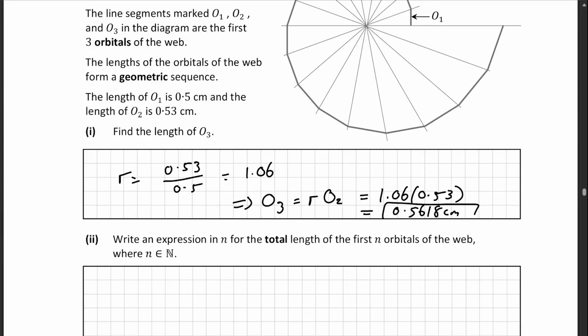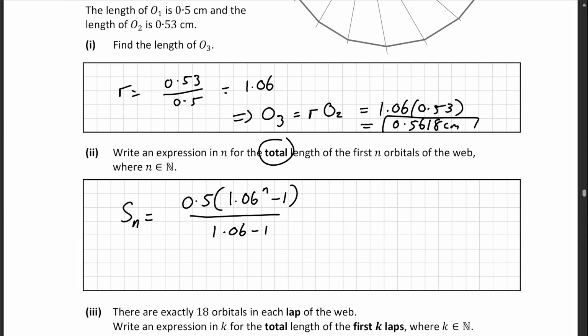Okay, write an expression for Sn, the total length of the first n orbitals of the web. That's a geometric series when it mentions the word total. So Sn is a times, now r is greater than 1, so I'm going to write it as r to the n minus 1 over r minus 1. So, does it really want things simplified? I'll take the 0.5 over 1.06 minus 1 out the front as 25 over 3 times 1.06 to the n minus 1.